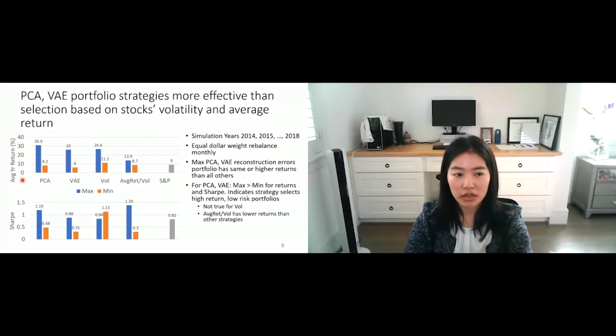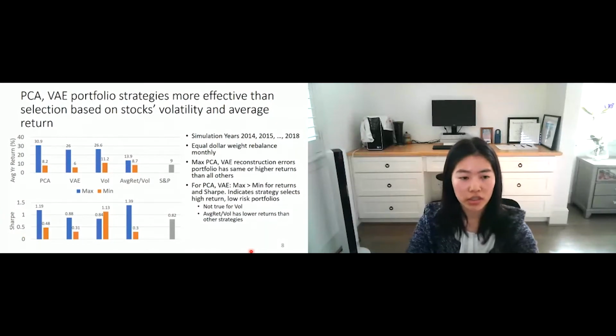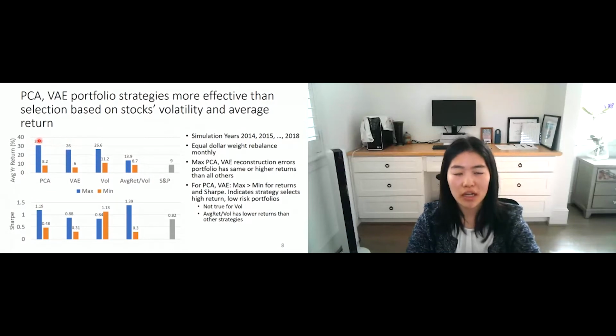Average yearly return here is the average over the 5 simulation years, and then the Sharpe is the Sharpe over the 5 simulation years. So when we look at these results, it shows that PCA and VAE reconstruction error portfolios are able to select high return, low risk portfolios. And the reason is the max reconstruction error, the returns are among the highest out of all of the strategies.